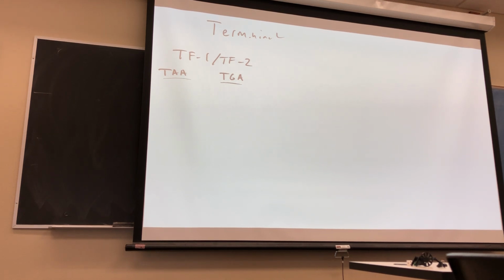What are the other ones? I forget. You don't have to memorize them. TAA and TGA are the main ones. So these serve for termination of different stop codons. So what happens? These are our termination factors.